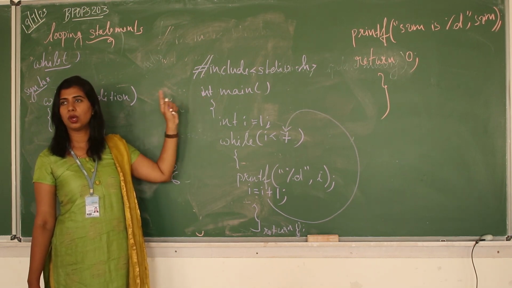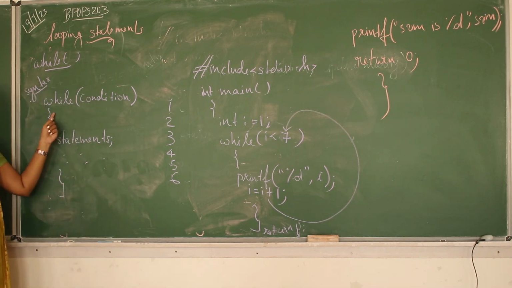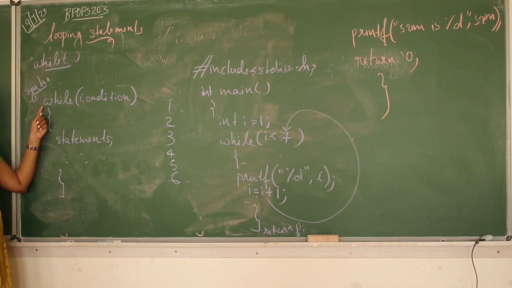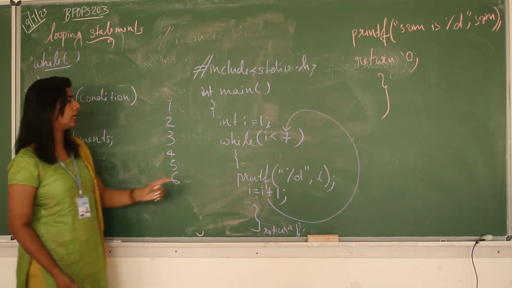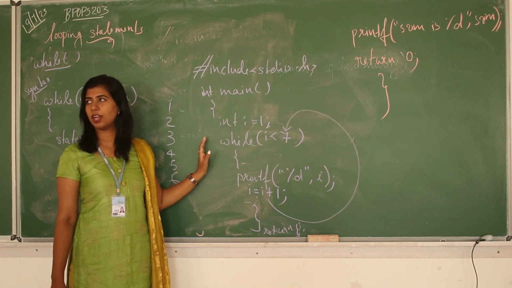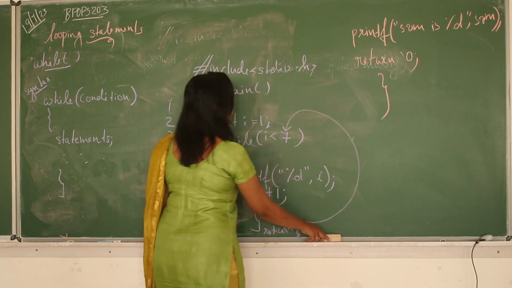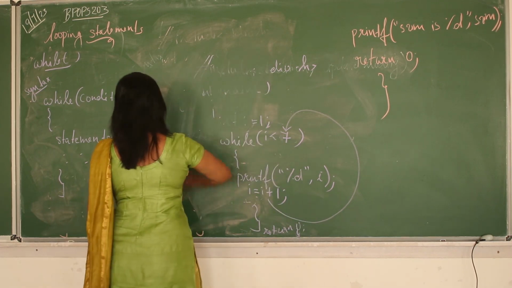This is how you are using while loop. So while loop is also called as entry control loop. Here we only know the condition. So this is how the while loop executes. Then next one, do while.